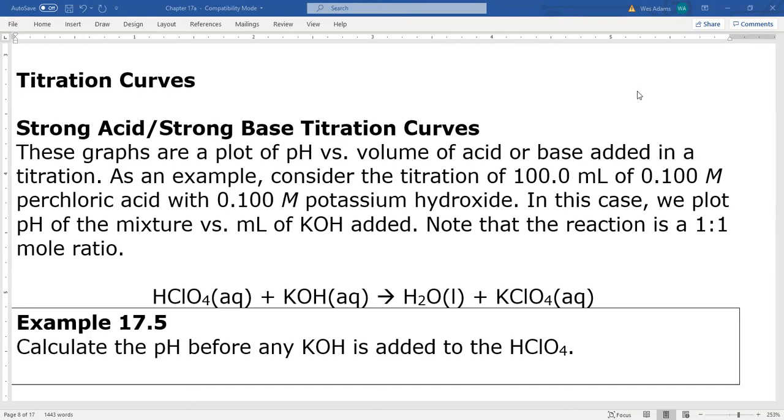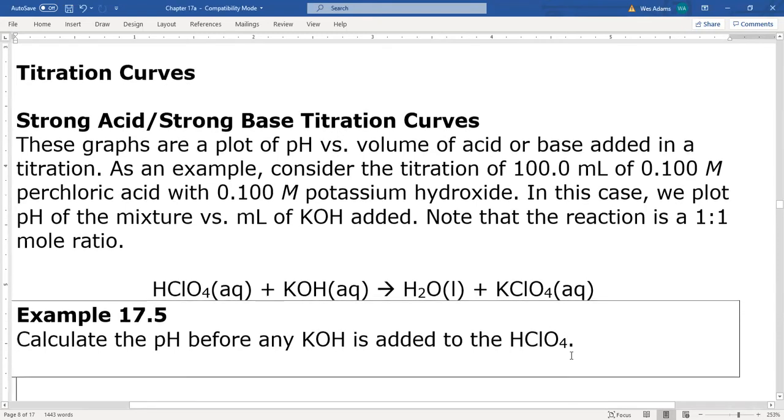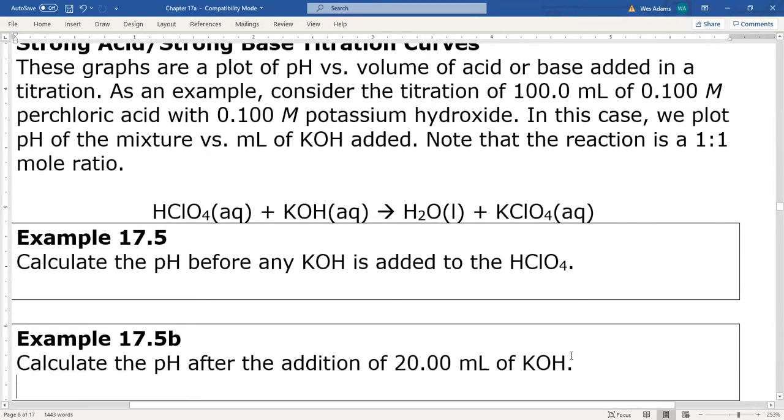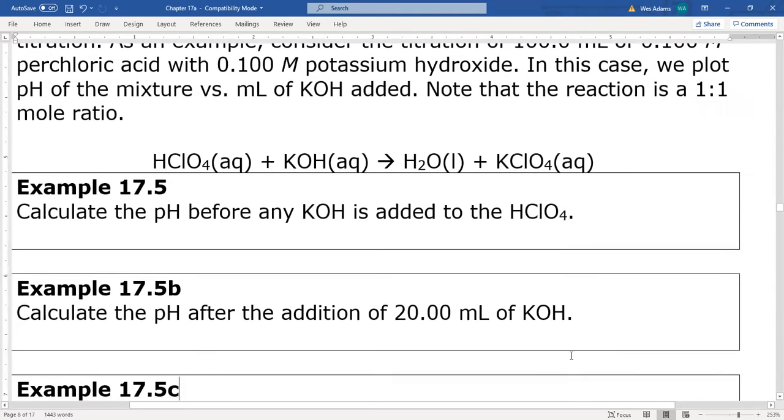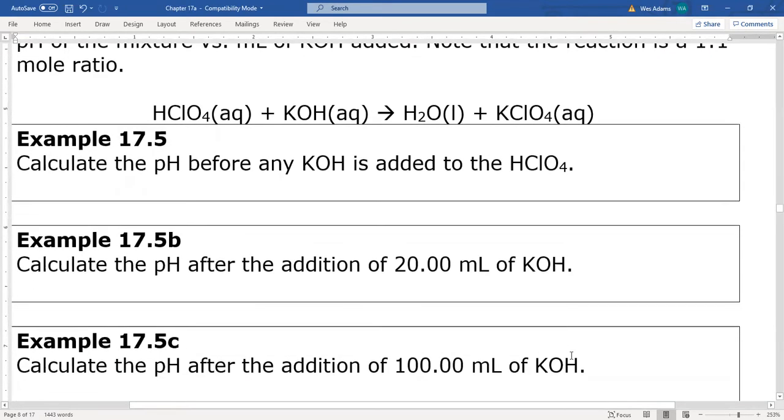So what we're going to do is look at the pH before any base is added, and then we're going to look at about 20, which will be somewhere where I've started neutralizing the acid but not completely. And then we should look at it after 100 because that's when we think it should be completely neutralized. So let's look at that on paper.